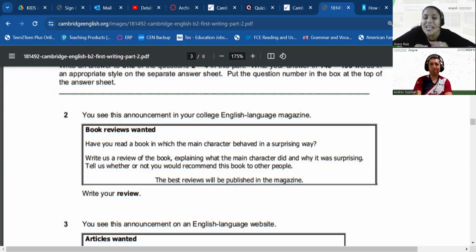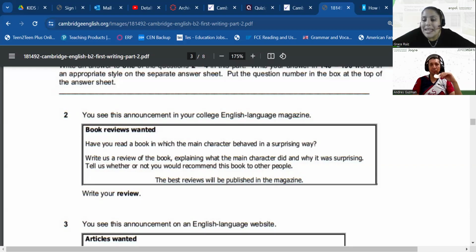And this is something that I actually kind of hinted at when we did the mock test at SPOL. So: Book reviews wanted. Have you read a book in which the main character behaved in a surprising way? Write us a review of the book, explaining what the main character did and why it was surprising. Tell us whether or not you would recommend this book to other people. The best reviews will be published in a magazine.